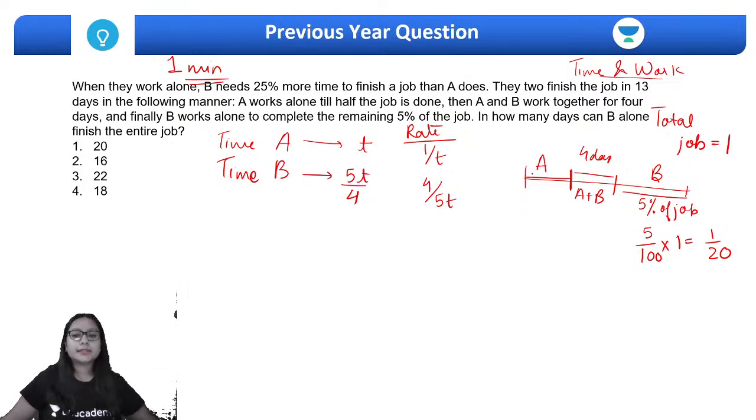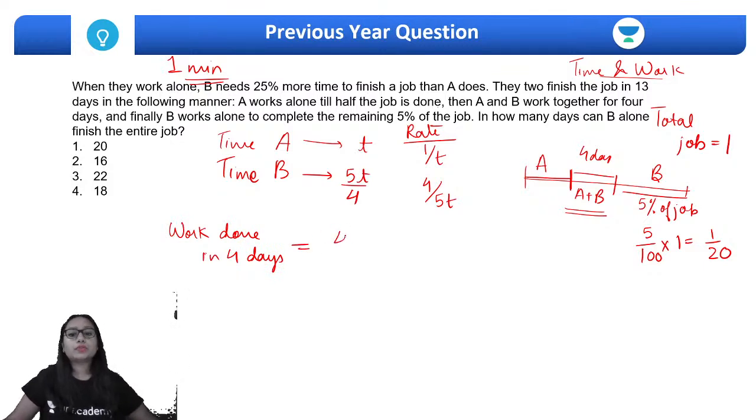Okay, so let's see how much work is done in these 4 days when both of them start working together. So work done in 4 days will be equal to 4, the time, into the speed, the rate. So the rate would be the addition of these two rates, because when two people work together, their rates are added. So this is what I have.